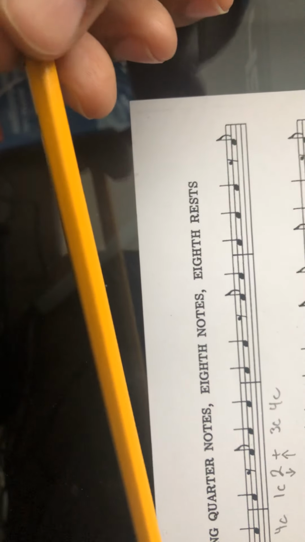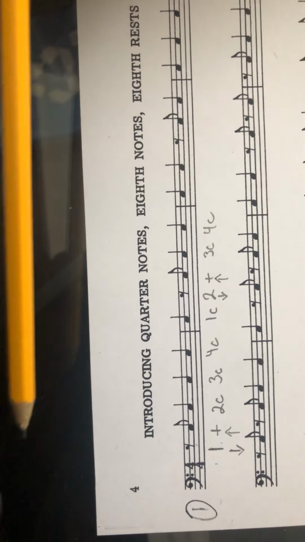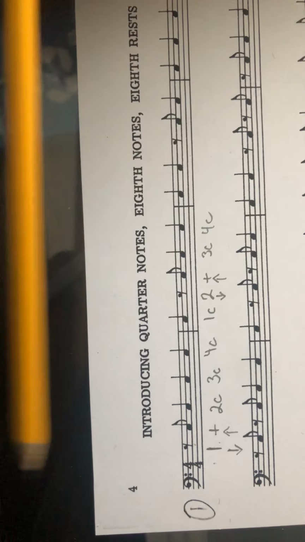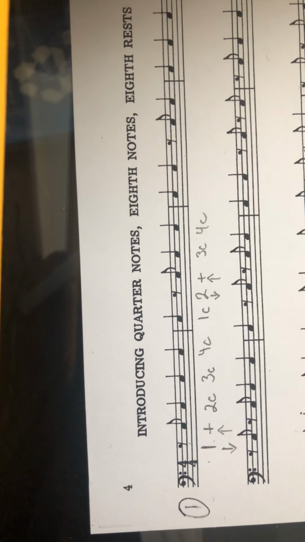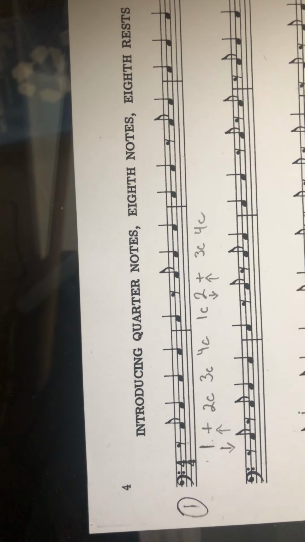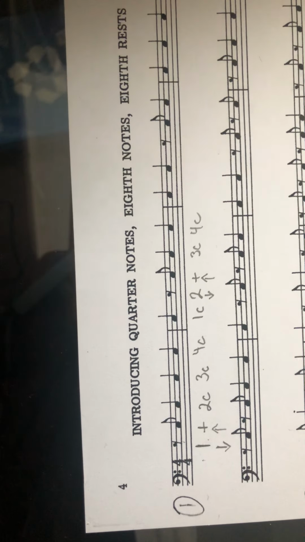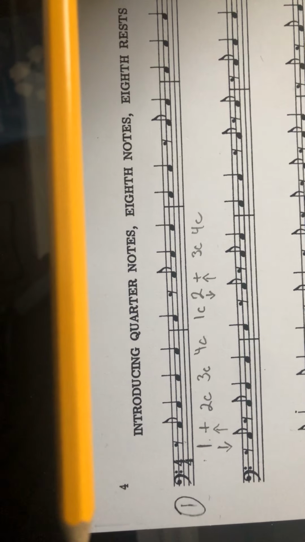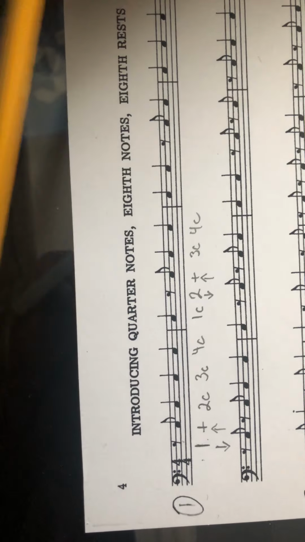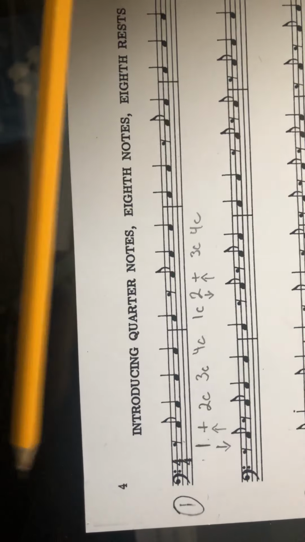Okay? Now if I put it all together, it's going to sound like this. This measure here and these two measures. Ready? 1, 2, 3, 4. 1, 2, and sorry, my bad. 1, 2, 3, 4. 1 and 2, 3, 4. 1, 2, and 3, 4. I'll do it again. 1, 2, 3, 4. 1 and 2, 3, 4. 1, 2, and 3, 4.